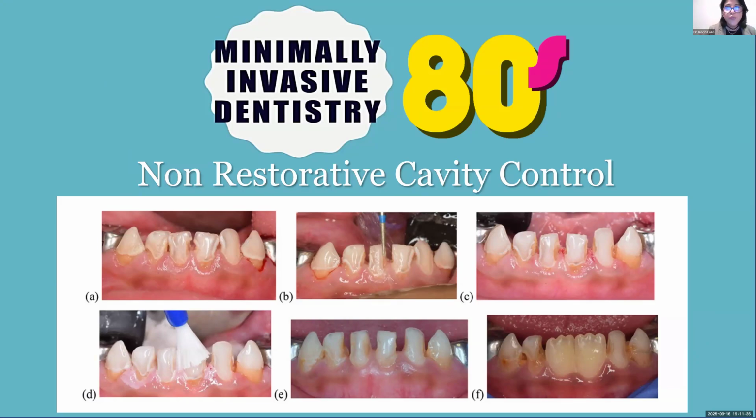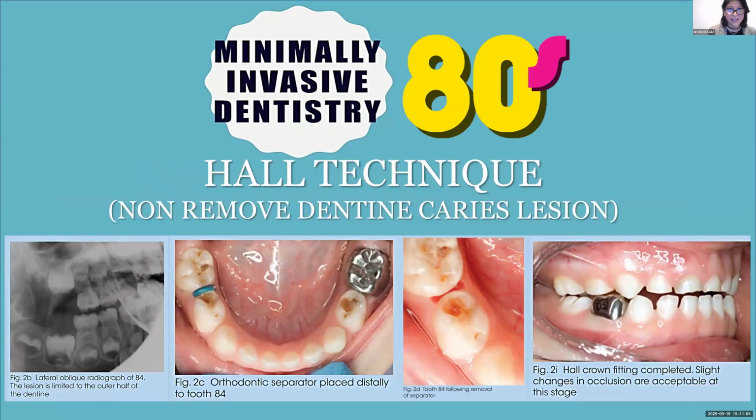What are you doing? You are waiting, of course, for the primary incisor to be lost and the permanent one to come in. You are not doing a definite treatment. You are only doing something provisional because you want the permanent teeth to come in. The same happened with the Hall technique.